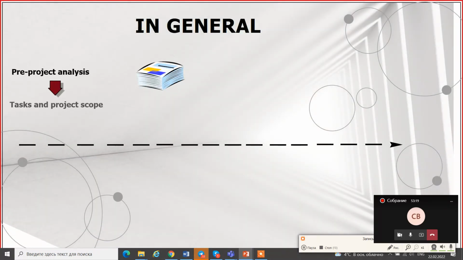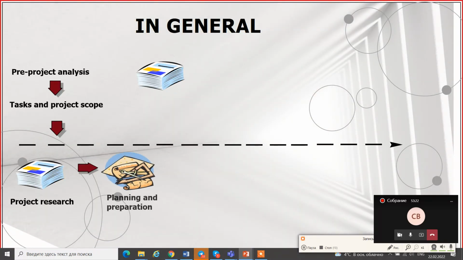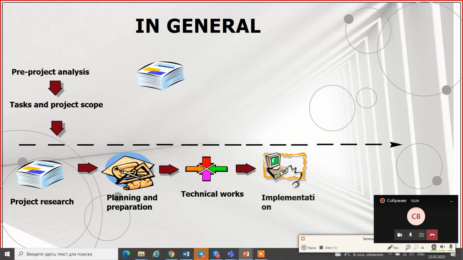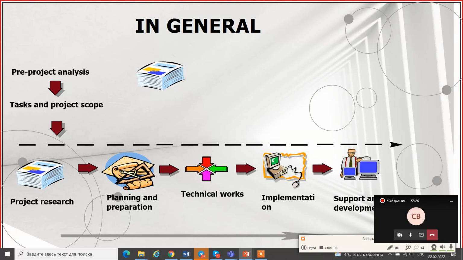In general, an LIS project looks very primitive. Pre-project analysis, then you define with the customer the tasks and project scope. Below this line is the point where you already have the contract. Then you have careful project research, you have business processes, you have planning and preparation of anything you need. Technical work, hardware, integrations, analyzers, equipment, and implementation stage. Then support and development.